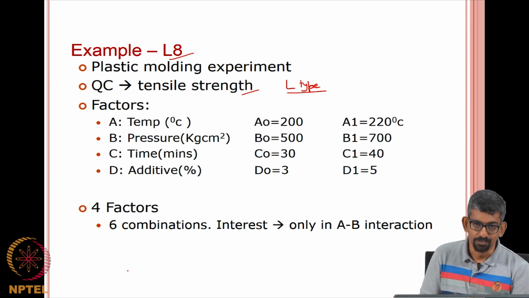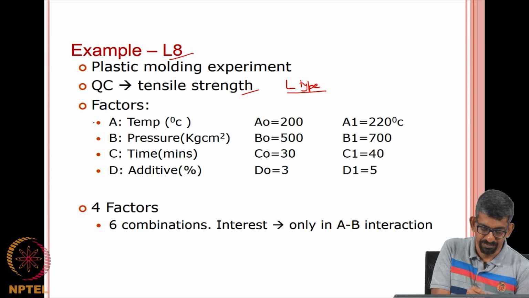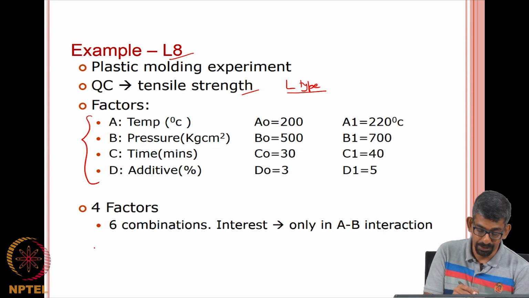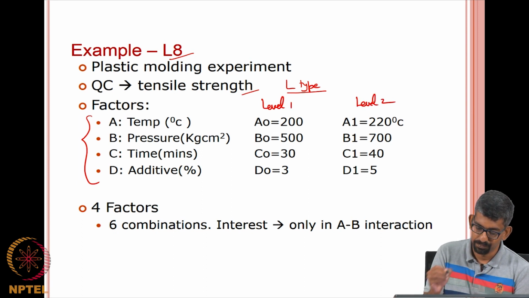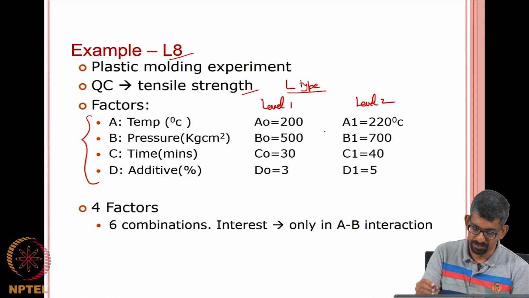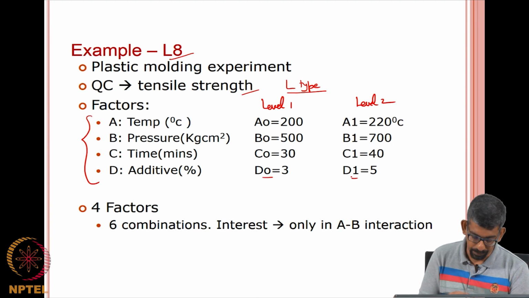But let us assume that the factors that affect the tensile strength have been found to be temperature, pressure, time and additive. For each factor, there are 2 levels and some values are given. 200 degree, 220 degree, time 30 minutes and 40 minutes. 0 represents the initial level and 1 represents level 1.